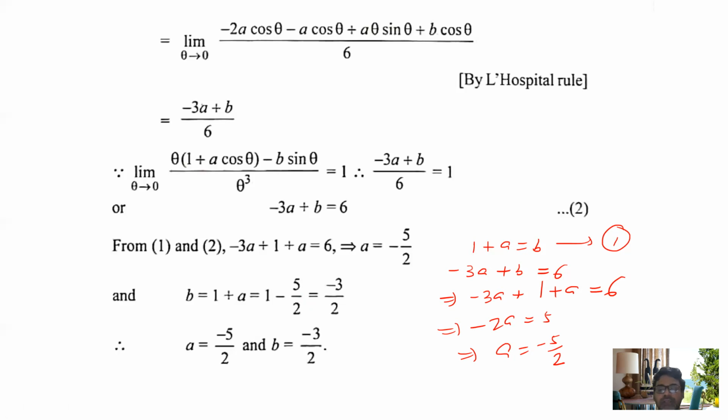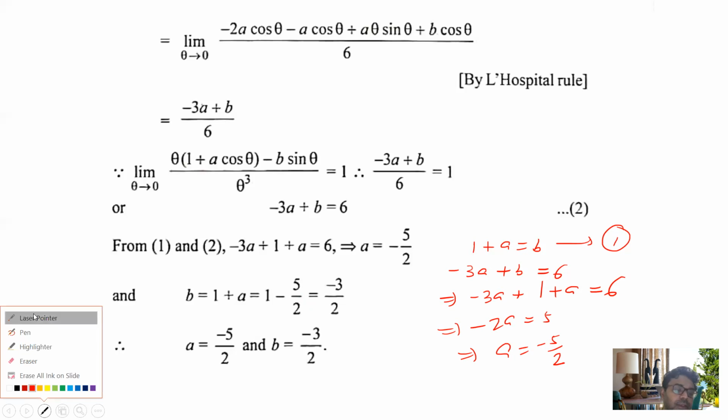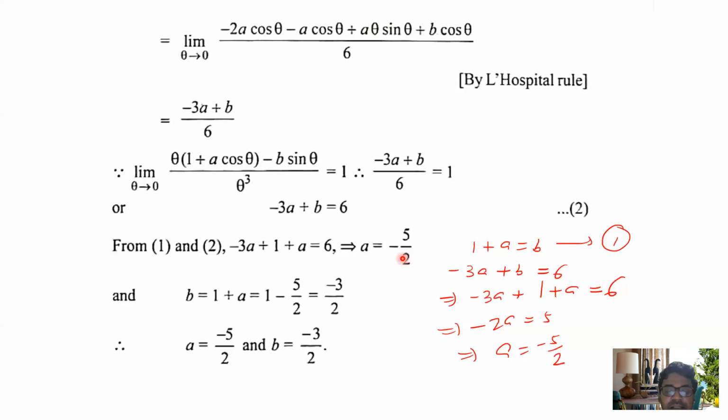Okay. So if I substitute the value, it is clear that your a result is coming minus 5 by 2. Already you know b is equal to 1 plus a, that is 1 minus 5 by 2, that is minus 3 by 2. So ultimately you have a is equal to minus 5 by 2 and b is equal to minus 3 by 2. So this is the solution of this particular problem.